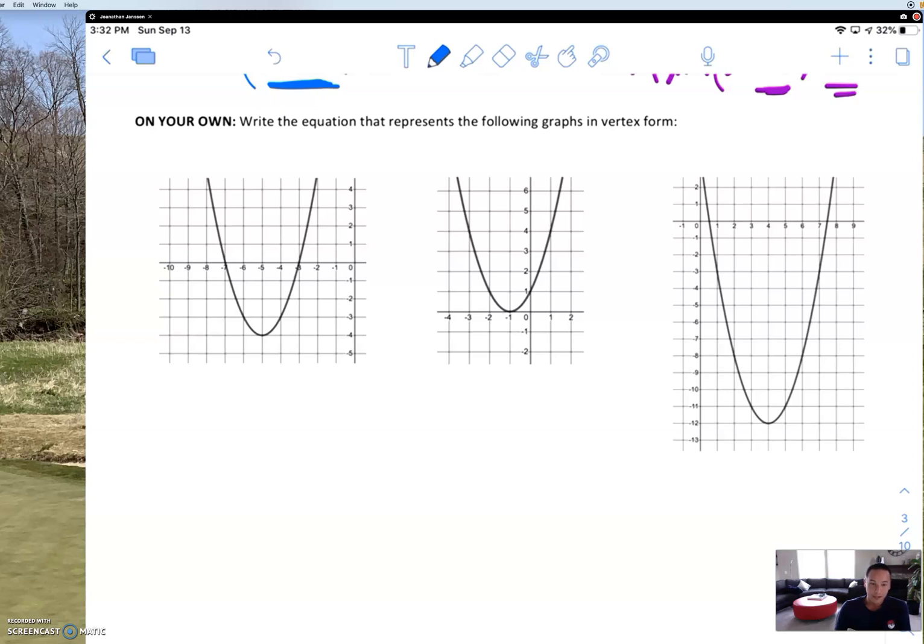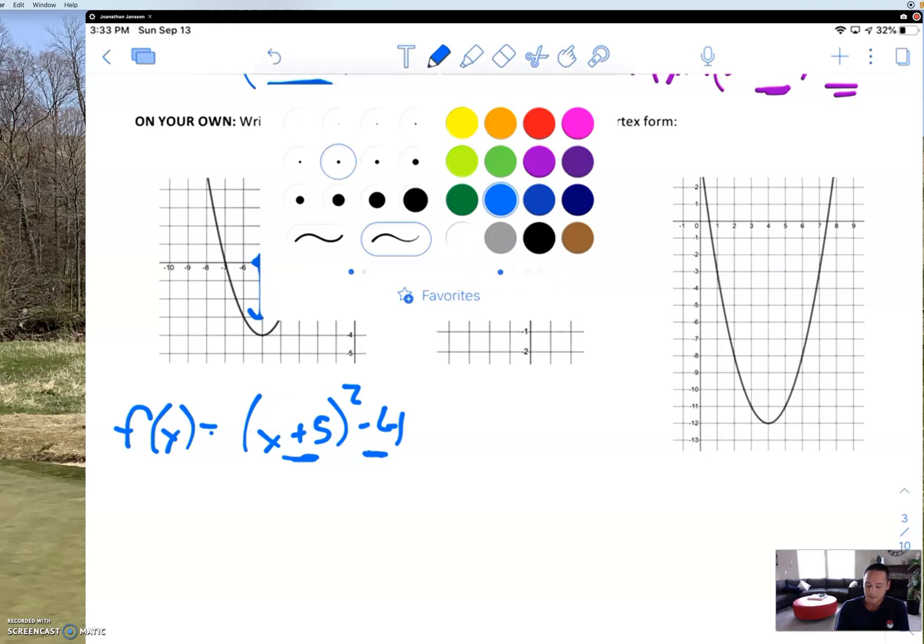All right, we are back, and the answers to those, for the first one, it slid to the left by 5, and it went down by 4. So it's going to be (x + 5)^2 - 4. Make sure you got that squared up on top. Make sure you had x plus 5, and make sure you had minus 4 at the end.